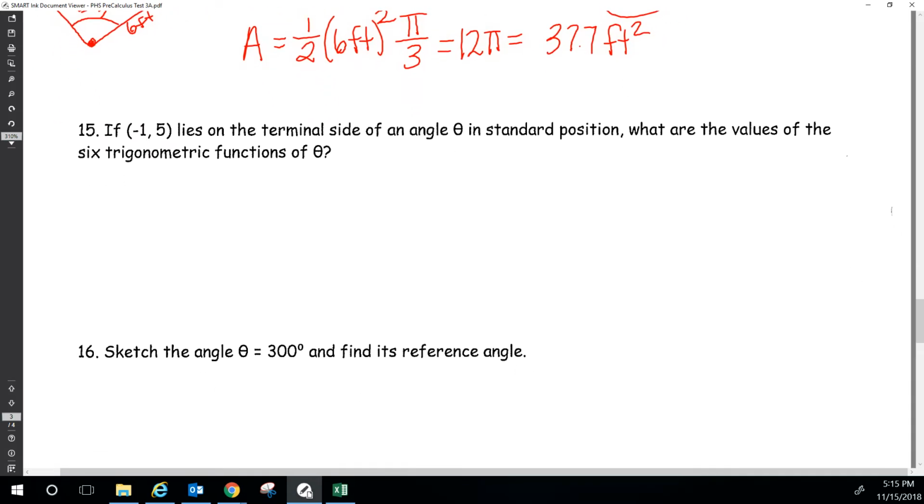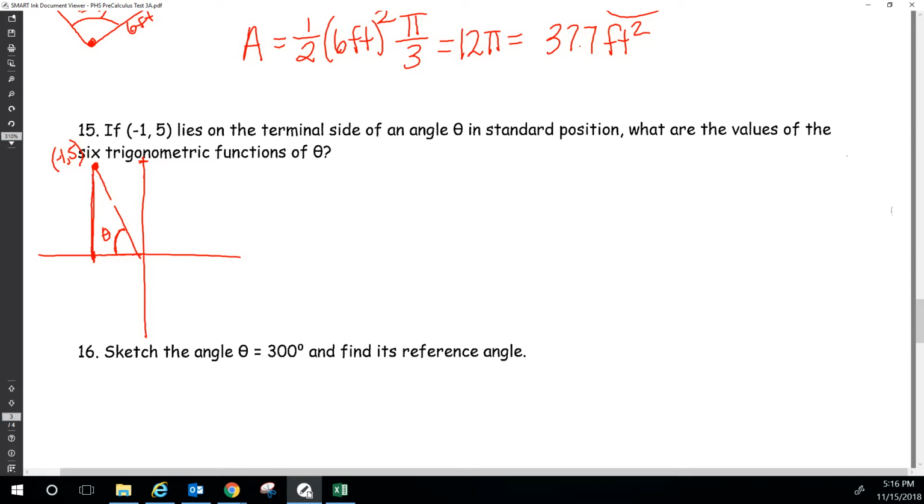My first question here, 15, says if negative 1, 5, so here's negative 1, say way up here is 5. Let's make it more like this, a little bit more accurate. This is on my circle, and we want to know the 6 trig values for this function here. So here we go. This is the point negative 1, 5. Remember, the trig functions always go off of a theta as it goes from this line here down to the x-axis. Always from the line to the x-axis, that's your theta.